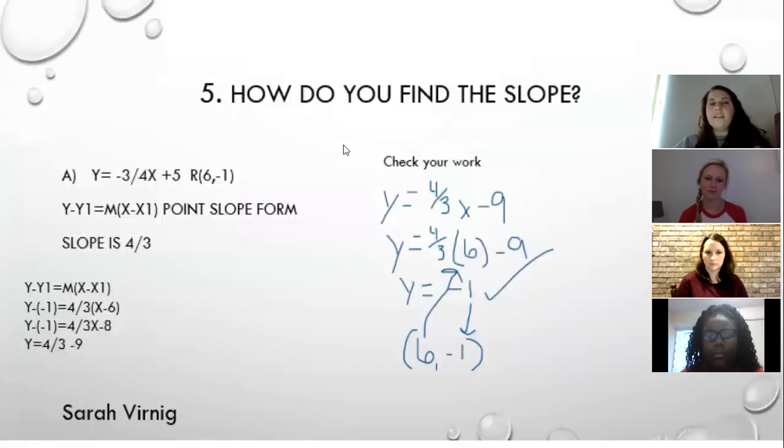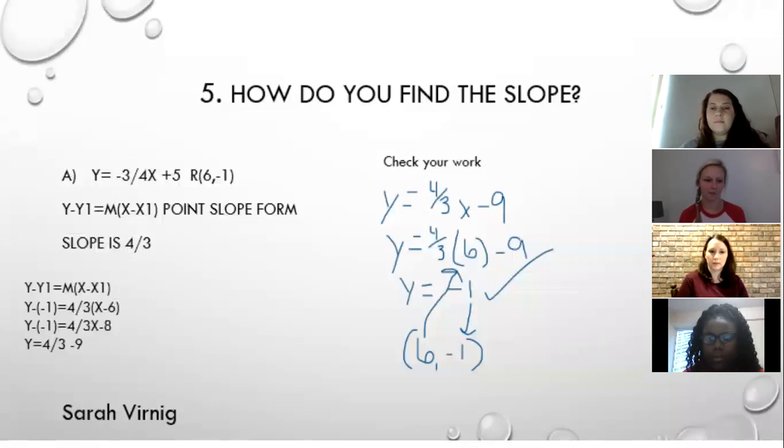How do you find the slope? Okay, so to find the slope, we need to use the point slope form. And here we're given negative 3/4 x plus 5, and we have 1 point, (6, -1). So by using that, we can plug it into the formula, and we're going to end up with a positive 4/3 minus 9.